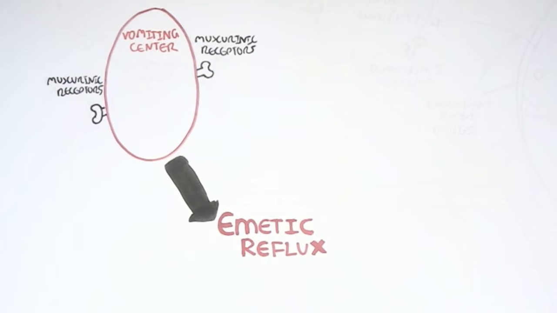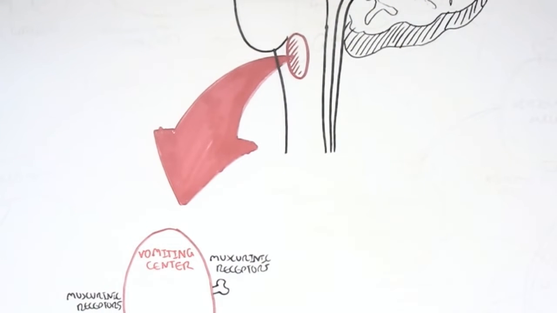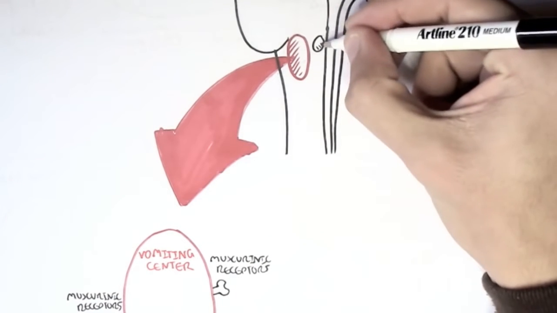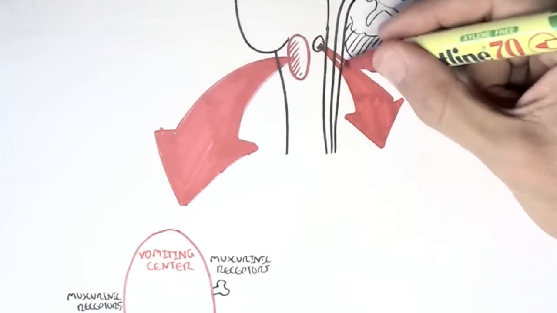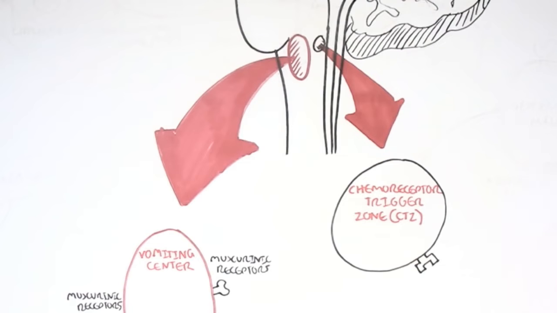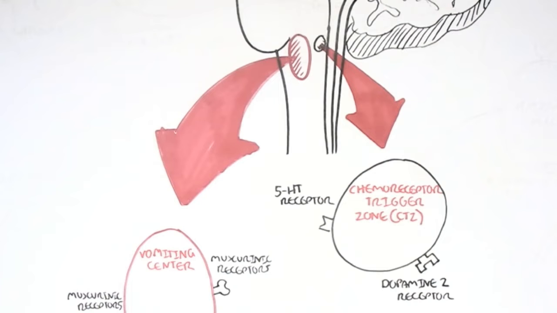Now, there are several ways that the vomiting center itself can be stimulated. One of the main ways is by the chemoreceptor trigger zone, which is located in the medulla here. The chemoreceptor trigger zone has two main types of receptors. It has the dopamine type 2 receptor and the 5-hydroxytryptamine type 3 receptor. Though the chemoreceptor trigger zone is located in the medulla, like the vomiting center, it is actually located conveniently outside the blood-brain barrier, which is a normal barrier to prevent circulating substances in the blood from making contact with the brain and areas of the brainstem.